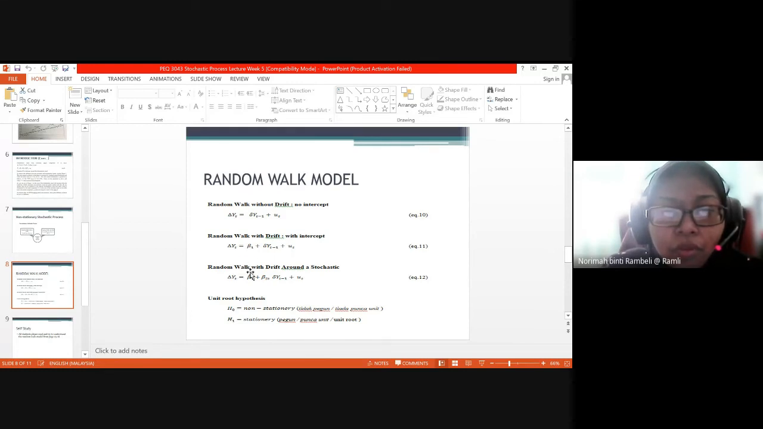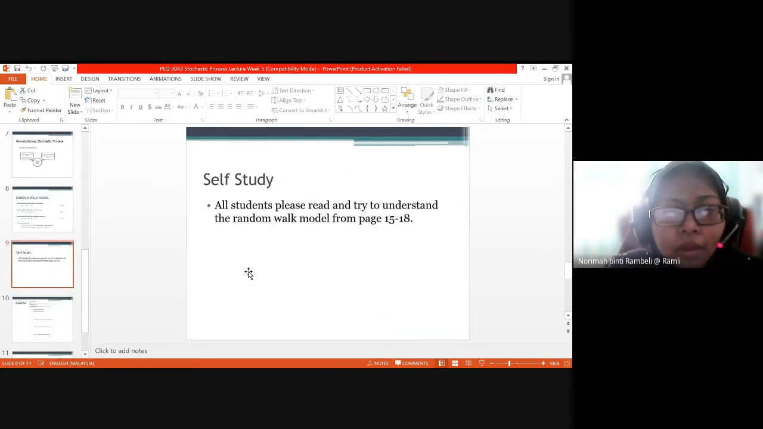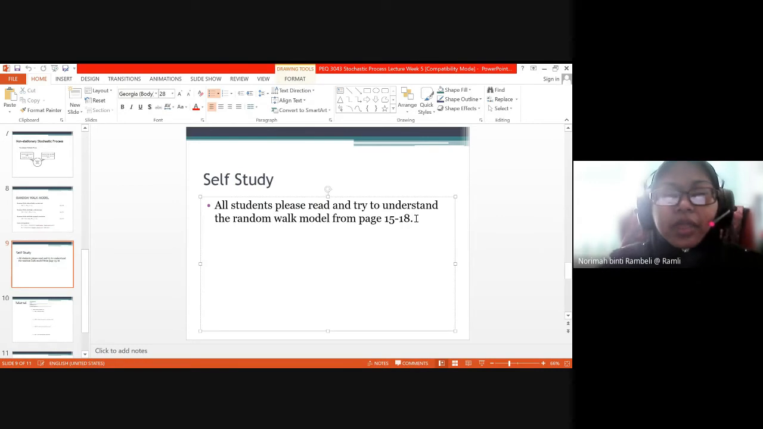If random walk with drift around the stochastic, meaning without here, meaning without, so don't put the trend. Okay, without, not around, without, typo error. So, self-study around pages 15 to 18.